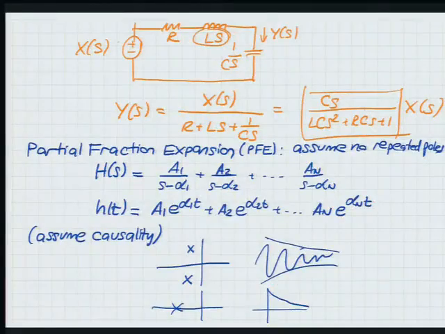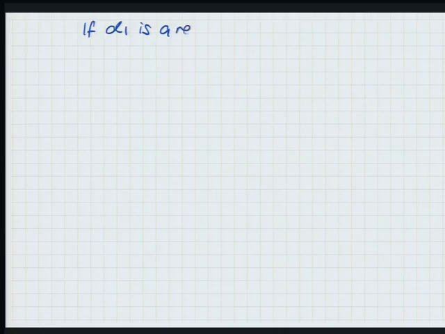All right, so what if we have repeated poles? That doesn't really add much. So say alpha 1, I just called it alpha 1. Let's say the first one is repeated. It is a repeated pole with multiplicity, meaning that it's repeated that many times.